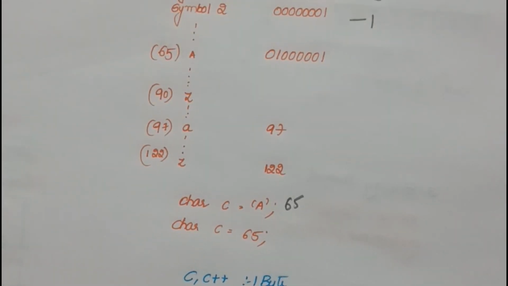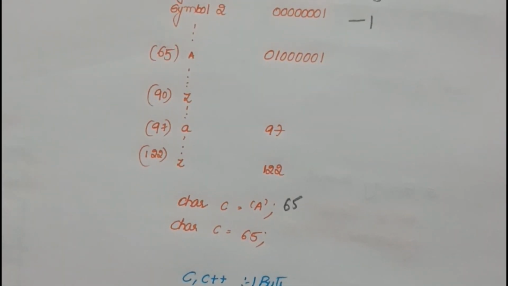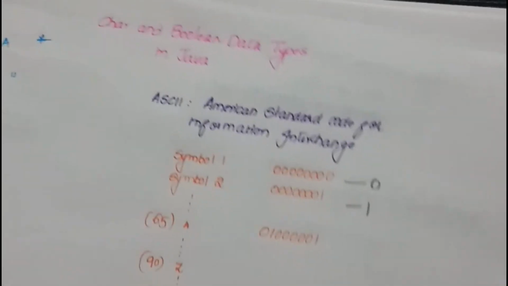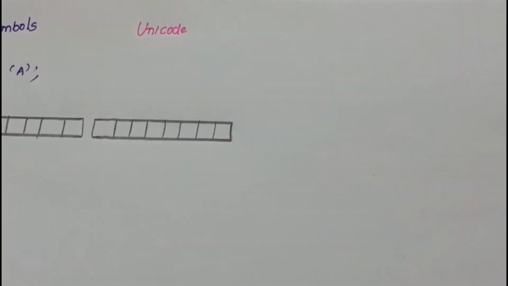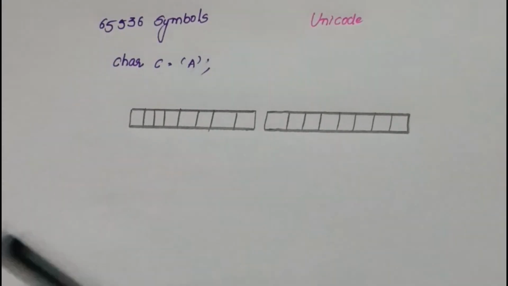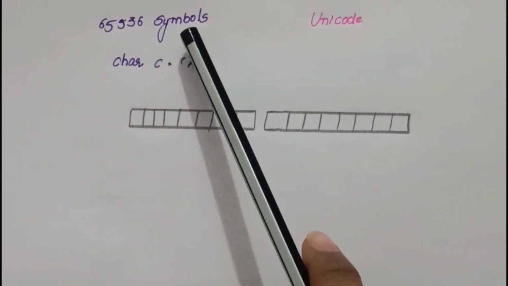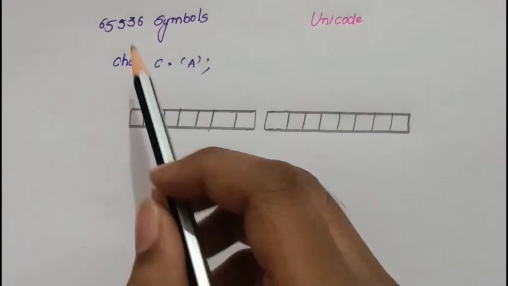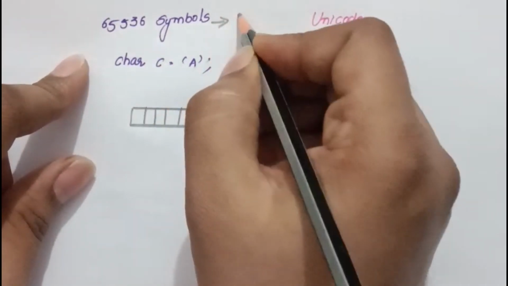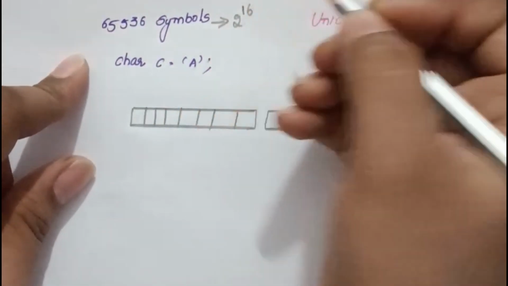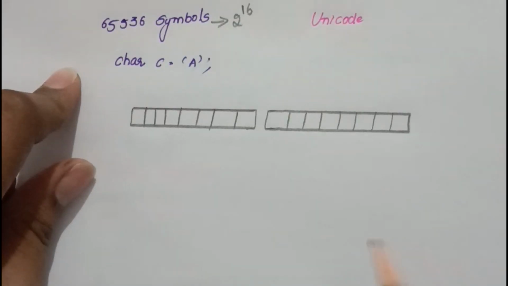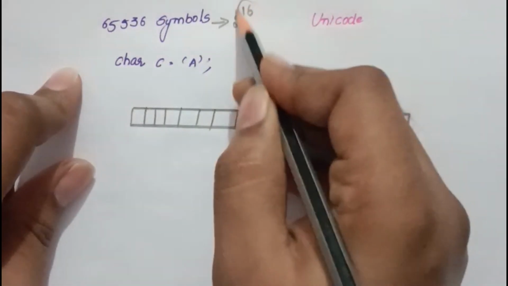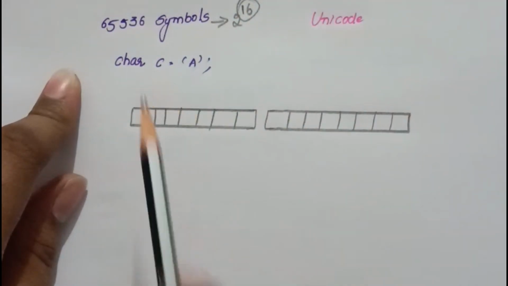In a similar way, James Gosling wanted Java to be used by every developer worldwide. So he came up with identifying symbols in every language across the world. He ended up with 65,536 symbols. If we convert this number into powers of 2, it will be 2 to the power of 16. So in Java, we assign 16 bits to a character data type.